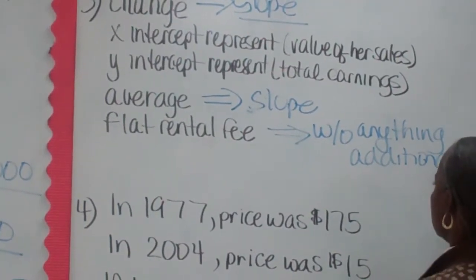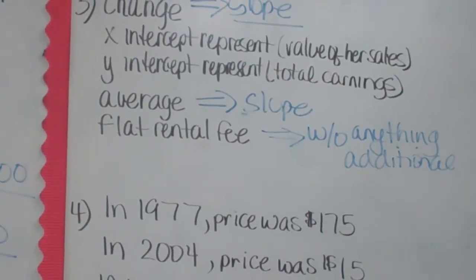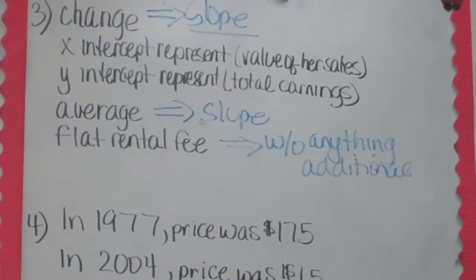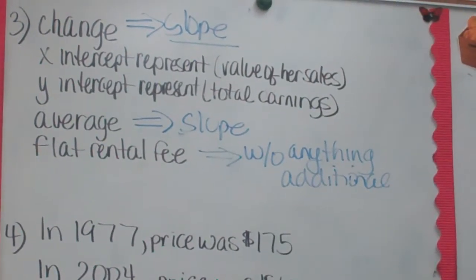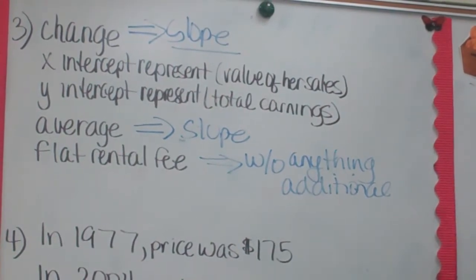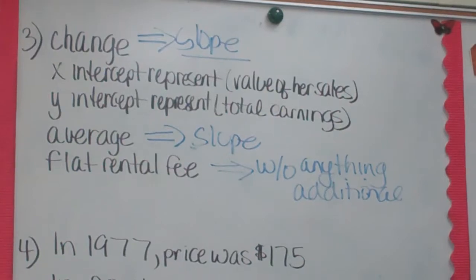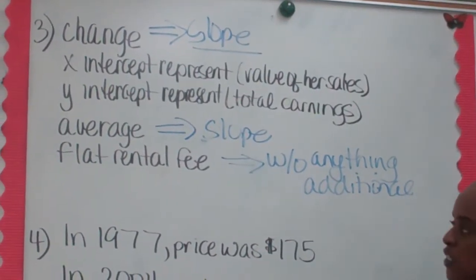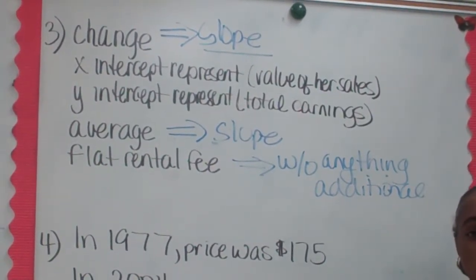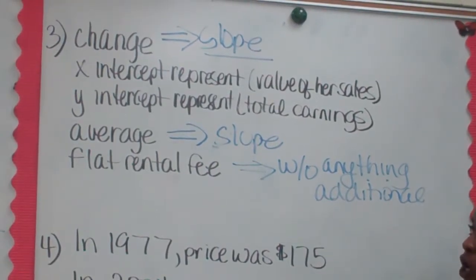Like your days. You usually have a flat rental fee of like $26 plus so many minutes or quarters or dimes or 15 cents per mile, something like that. Your 15 cents per mile would be your slope. Your flat rental fee is where you're starting.